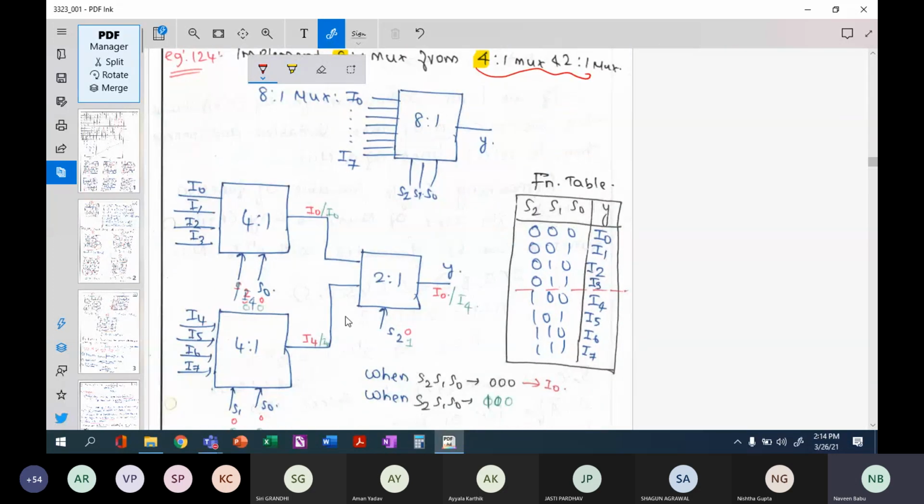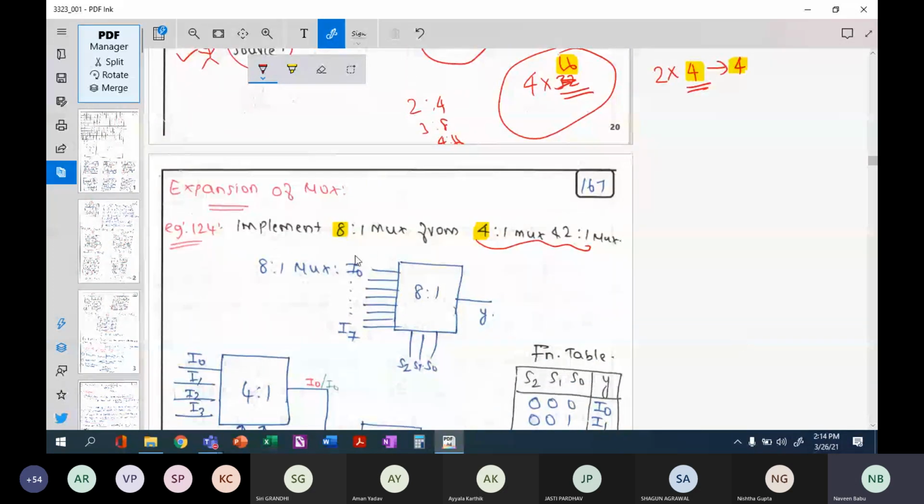Let's look at the example. Okay, now what is an 8 cross 1 multiplexer? It will have 8 inputs, I0 to I7. And how many select lines will it have? What is 8? 2 power 3 is 8, which means that 3 select lines will be there. What are the select lines? S0, S1, S2 will be the select lines. And your one output. So this is nothing but your 8 cross 1 multiplexer.